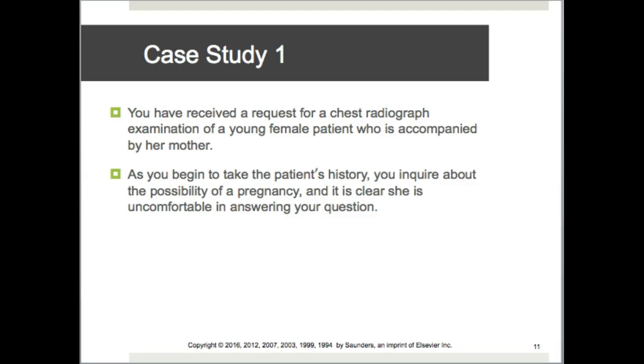So here you received a request for a chest x-ray examination on a young female who is accompanied by her mom. As you begin to take the patient's history, you inquire about the possibility of pregnancy, and it is clear she's uncomfortable answering. So how are you going to handle that?